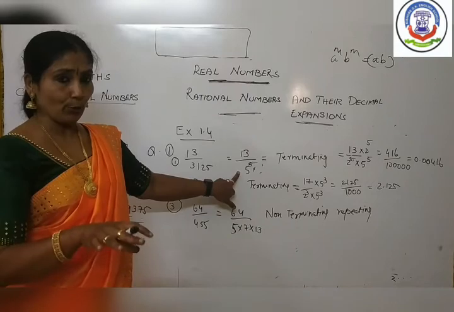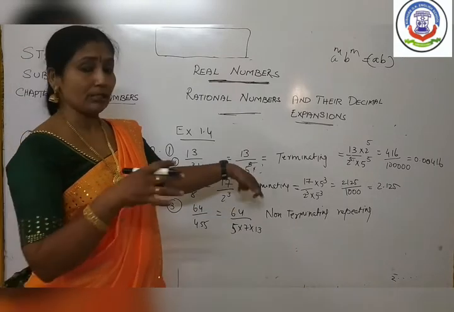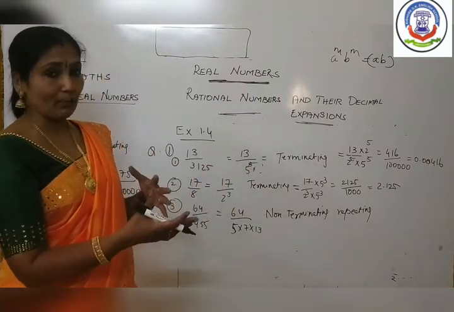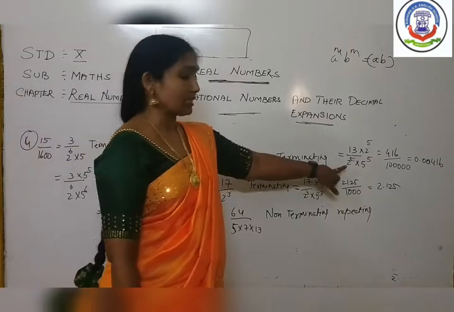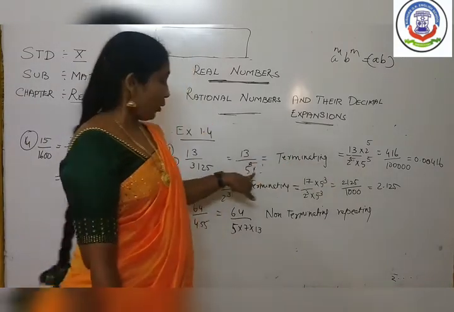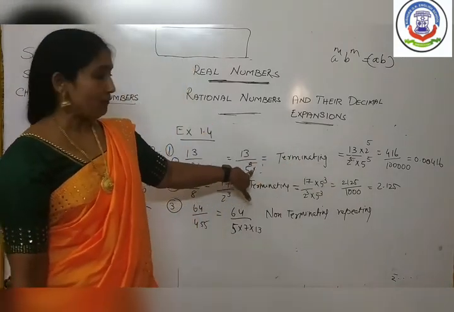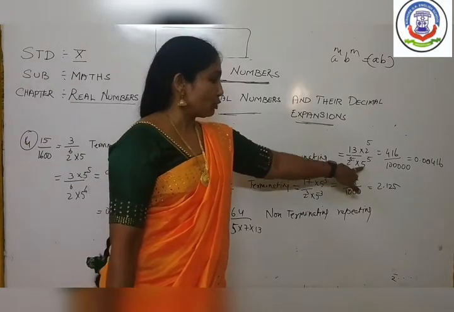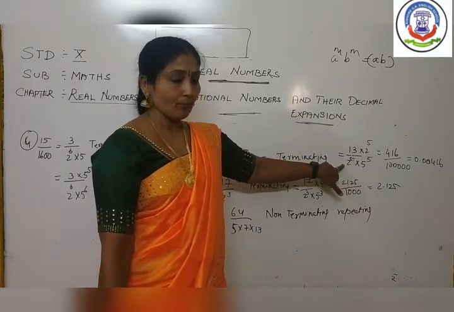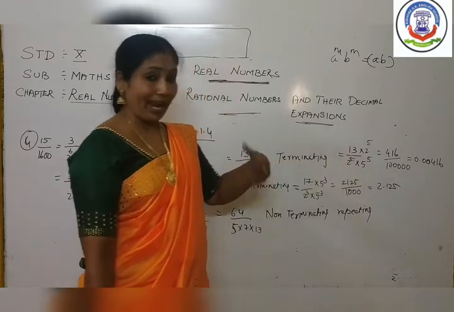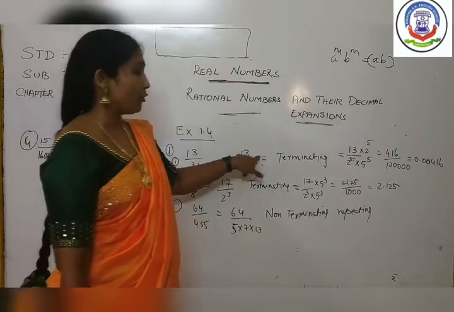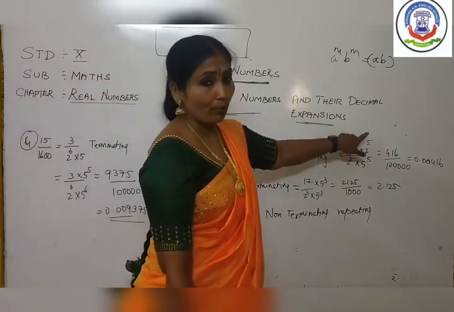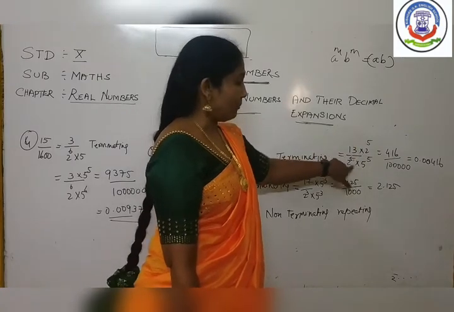I already mentioned to you how you can find this. We have to make it a decimal expansion by making the denominator a multiple of 10. So here 5 raised to 5 is already there. If I multiply by 2 raised to 5, it will be 10 raised to 5. If I multiply 2 raised to 5 extra in the denominator, I have to multiply 2 raised to 5 in the numerator also. So this will become 10 raised to 5.